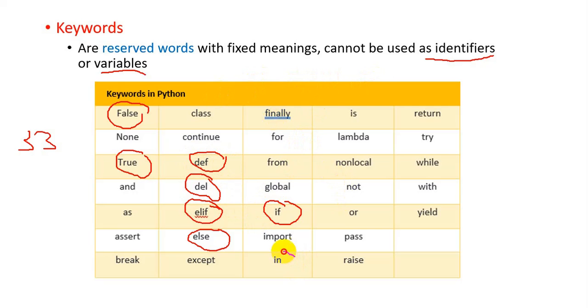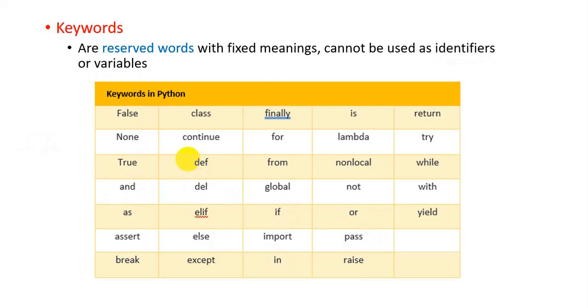For example, in is a membership checking operator. Or is the logical operator, and and or are logical operators. Pass is a placeholder. If you want to keep the body of an if statement or a while loop empty, you have to put a pass placeholder. So in this manner, we have 33 keywords with a fixed meaning. We cannot use them as identifiers. These are known as keywords in Python.